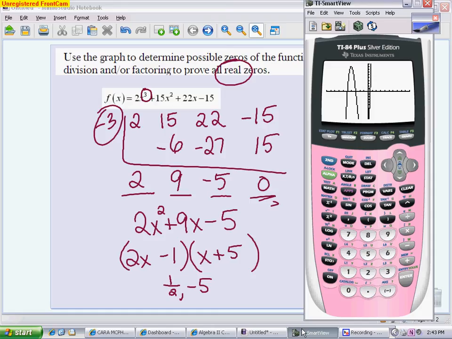Notice this one did not have any imaginary zeros. We had a degree 3, and we had 3 real solutions.